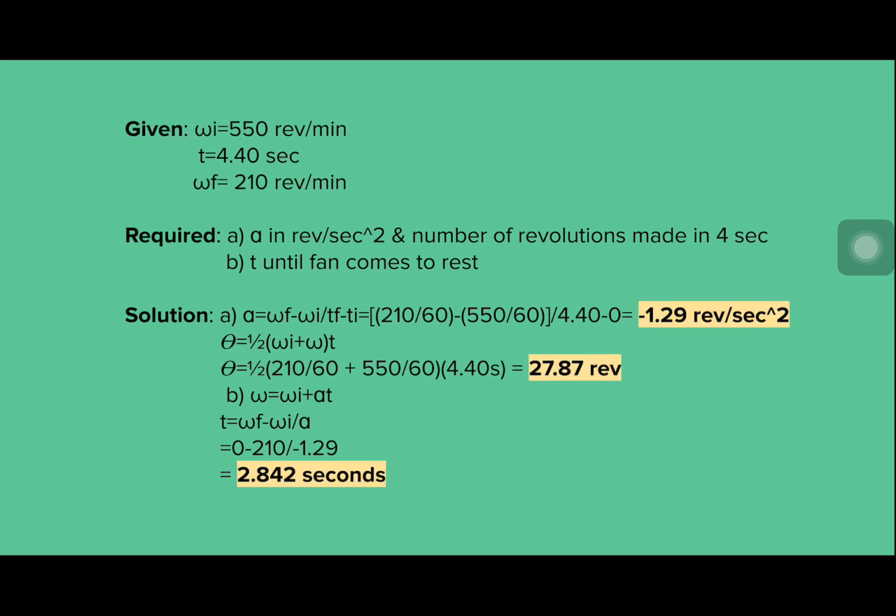We look for our time next. So once again, we use one of the kinematic equations. We have final angular velocity equals initial angular velocity plus angular acceleration times time. If you manipulate that a little bit, you'll get our equation here. And note that we are coming to rest, so our final angular velocity is 0. So plug in everything else, plug in the acceleration we calculated earlier, and you will get 2.842 seconds. That is 2.842 seconds.